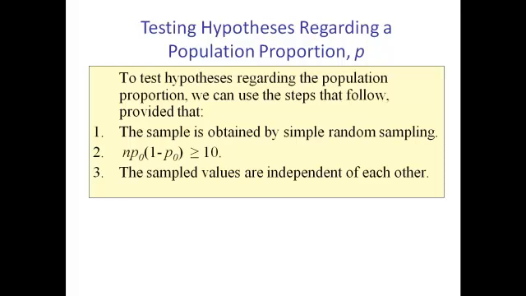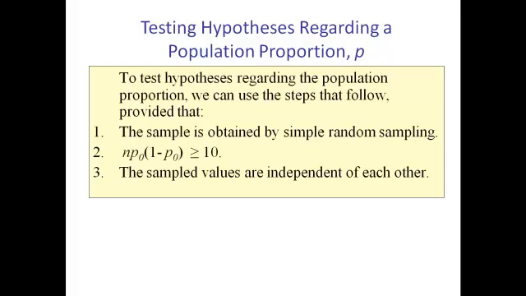So now, before we can proceed with the test, we have 3 assumptions that we have to check off. First, our sample has to be obtained by simple random sampling. For problems in our textbook or online, this is simply stated in the problem. Next, we need to check that n times p sub 0 times 1 minus p sub 0 is greater than or equal to 10.